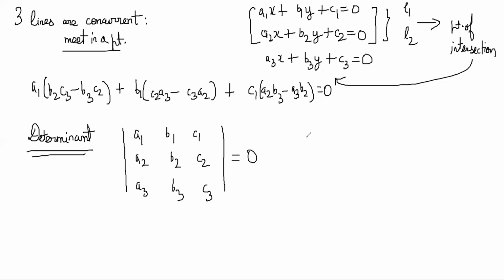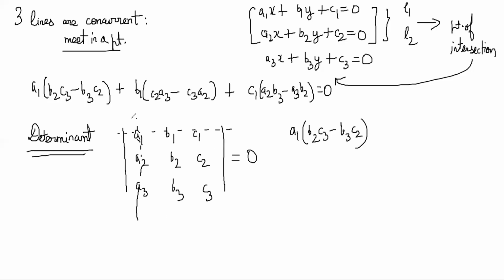Determinants. The way to evaluate is: take the first row, take A1, then block out the first row and first column and cross multiply the rest. You do B2 C3 minus B3 C2, and then put a minus sign: B2 C3 minus B3 C2.